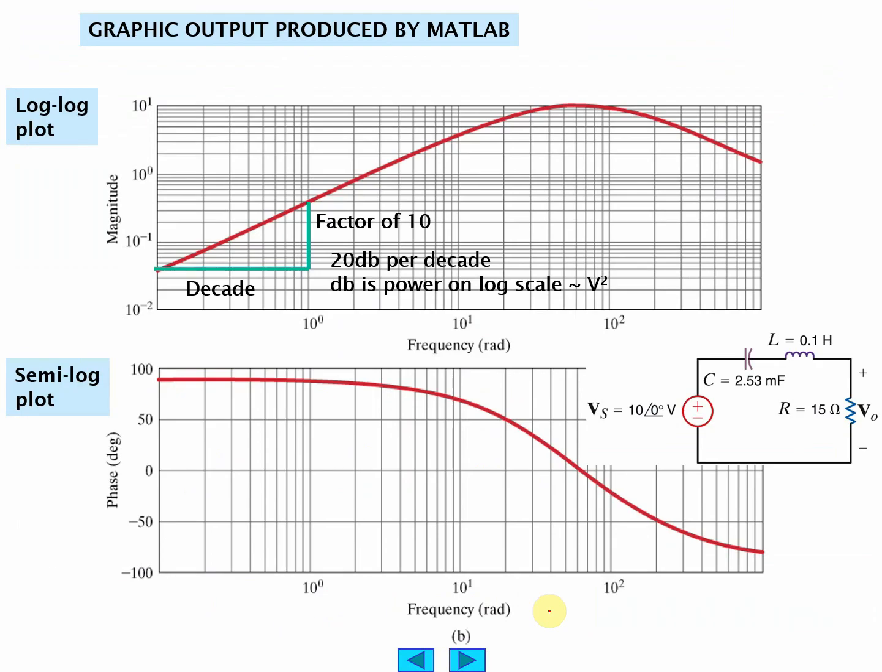And here's the plot. Later on, we're going to talk about decibels. Decibel is a ratio of power on a log scale. And so power goes as V squared or I squared. So for every time you change the frequency by a factor of 10, you're changing the voltage gain by a factor of 10 in this plot. But the power gain is 20. So they call it 20 decibels per decade.